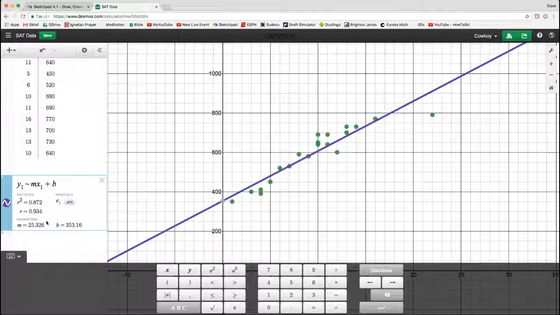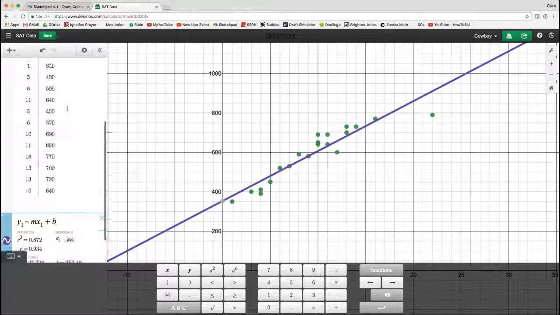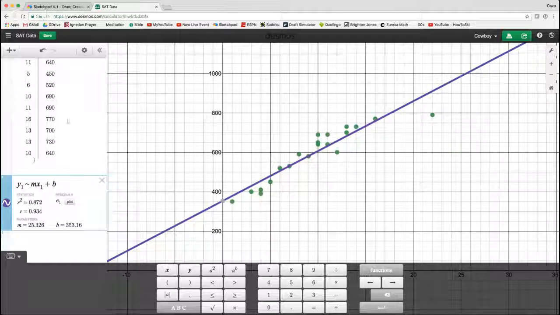Now look at what they think M should be. They think it should be 25.3, and we had 25x. So they say 25.3 is the real number. And then B should be not 350, but it should be 353. So that's how you can use Desmos to find any best fit line for any set of data that you have. And it's really cool because that happens really fast.